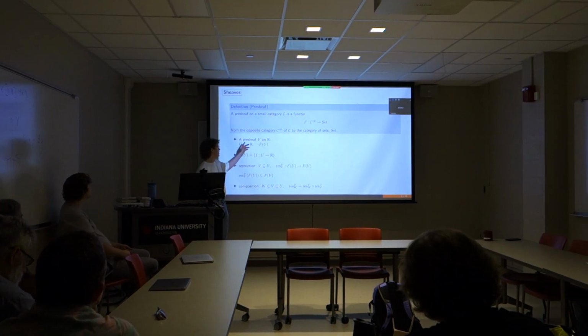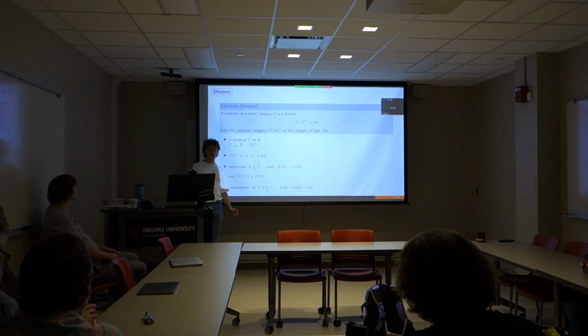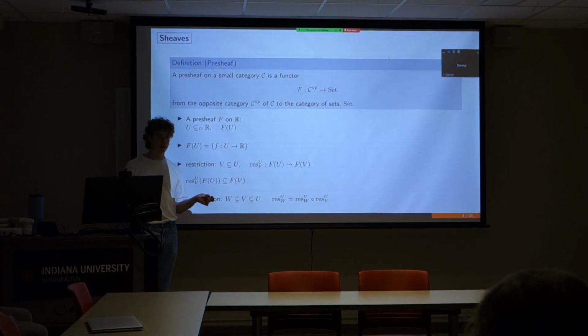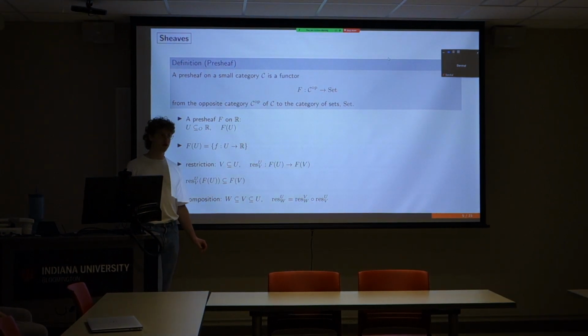So here you will quickly see the definition of what a pre-sheaf is. We will still use the example of continuous functions from the real numbers to the real numbers. So what is the data of a pre-sheaf in this case? Well, a pre-sheaf goes in this case from the topological space that is the real numbers to a certain set. Open intervals are open sets in this topology. So the first datum that the pre-sheaf gives is the set of continuous functions that are associated with some open interval.